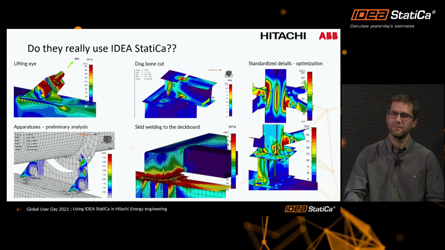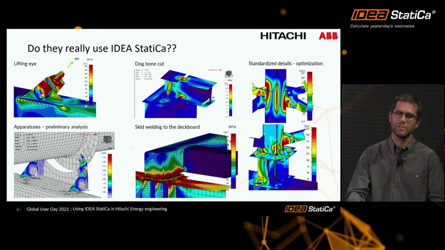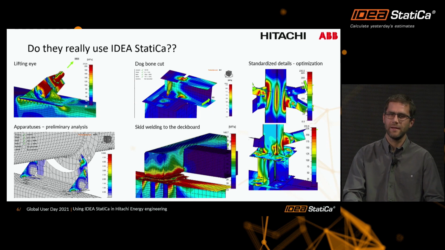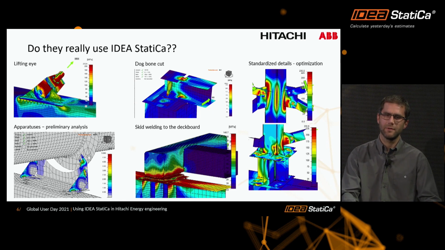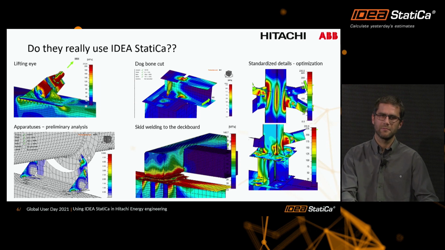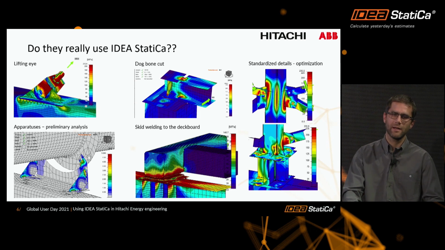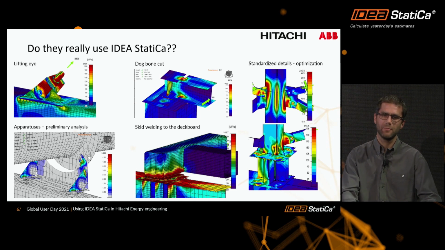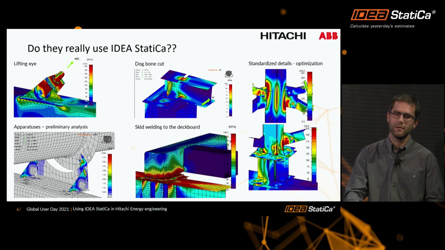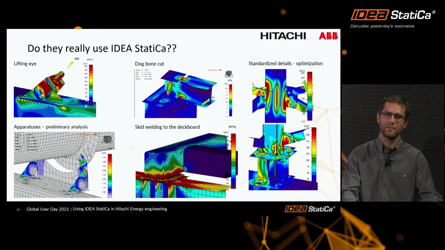The second is an anchoring adapter, which helped us to prove the tolerances within foundations and pre-embedded anchors. Then there is a detail of welding of a skid frame to a steel deck floor, and also a model of preliminary analysis of a standardized apparatus, which is connecting the pressurized tubes, that means our electrical equipment that we are supporting, with our structure.